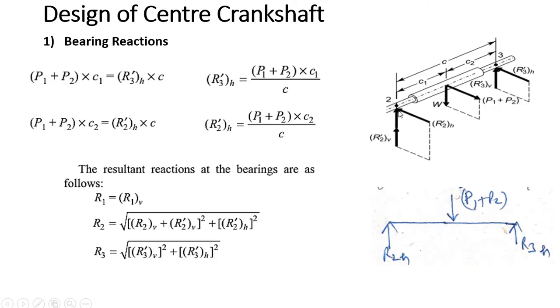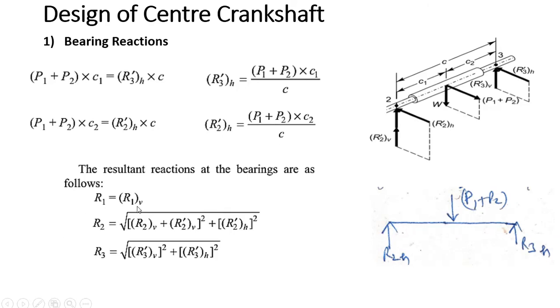That means R2 will be in this direction, equal to the sum of R2 V dash and R2 V and R2 dash H. You take the squares and sum them, because they are at a 90-degree angle. Applying the parallelogram law of forces, you calculate the resultant force that acts at some angle to this. So simply you get the value of R1, R2 and R3 now.